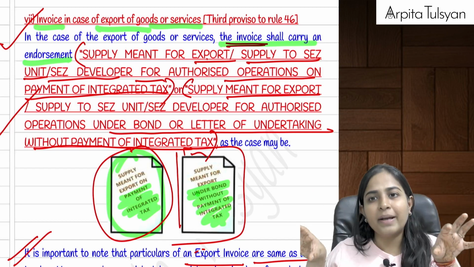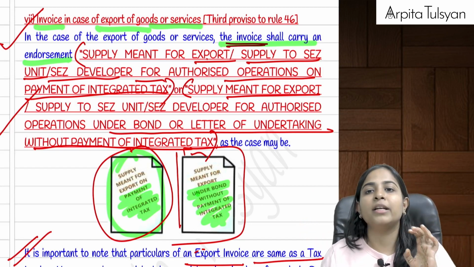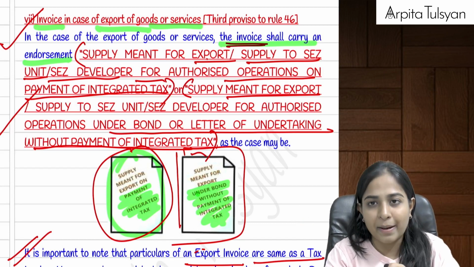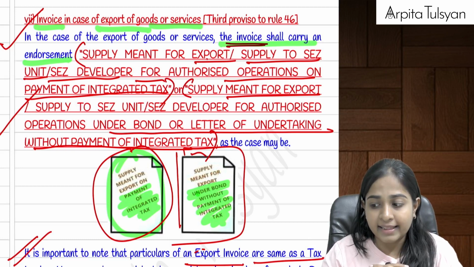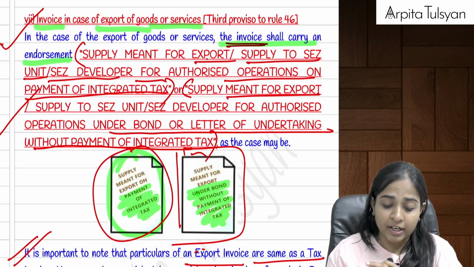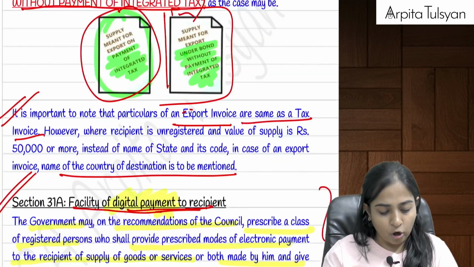So whichever method you have followed, if you have paid the IGST, then mention on the invoice that this export is done by payment of IGST. If IGST is not paid and you have done the exports under bond or letter of undertaking, then mention on the invoice that IGST was not paid.